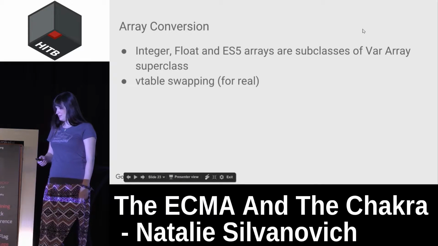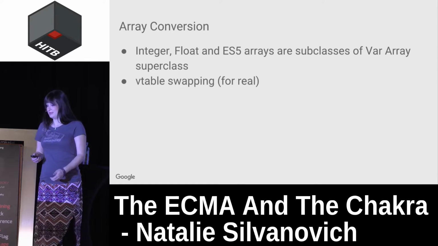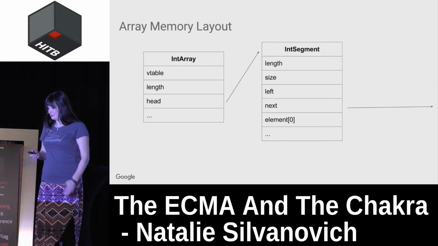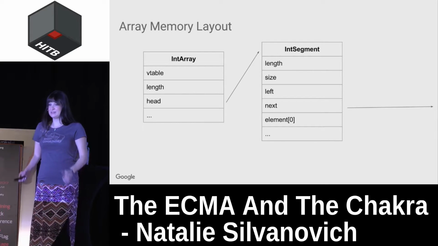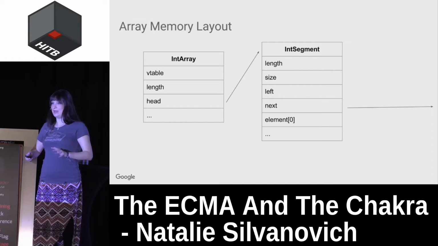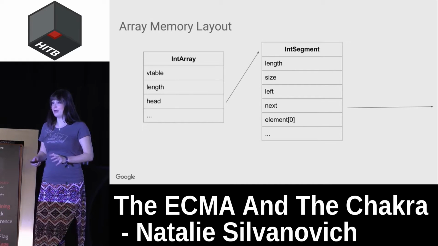So how is this actually implemented? Well, in Chakra, they actually do vtable swapping. To start off, this is how an array is laid out in memory in Chakra. It's actually a fairly elegant design because it makes it really easy to transition between sparse arrays and dense arrays.